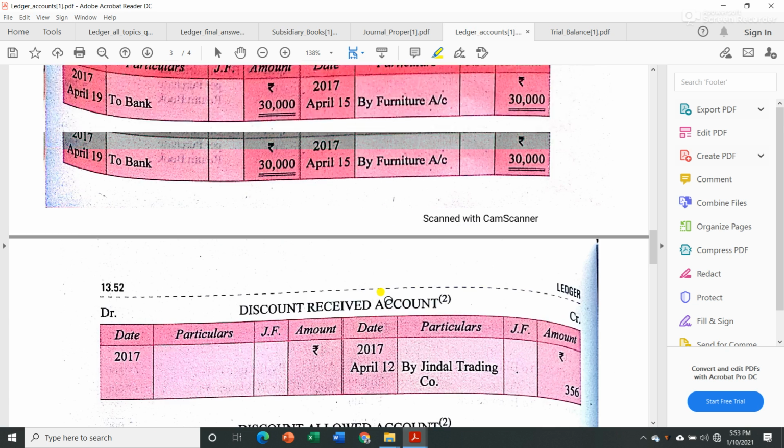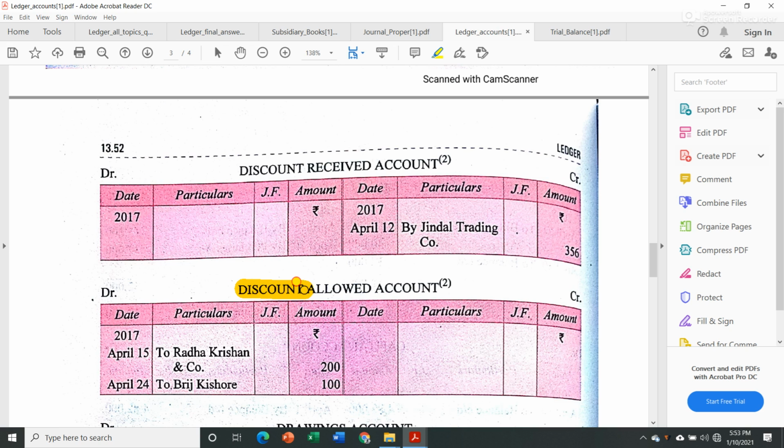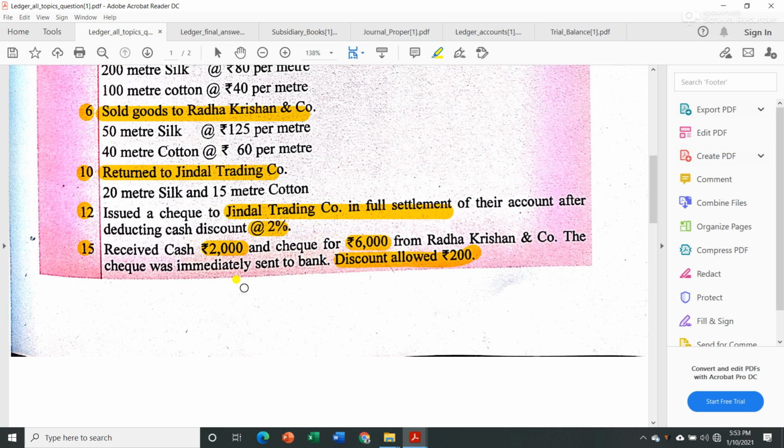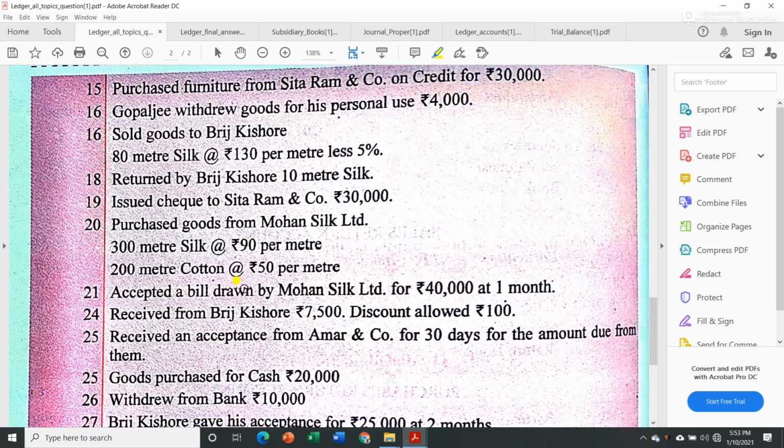In the similar manner you have to prepare discount allowed account, and for the previous transaction that we received discount from Jindal Trading Company, that also you have to prepare ledger account like this. Okay, so for Radhakrishnan and Company we will write to Radhakrishnan and Company rupees 200.